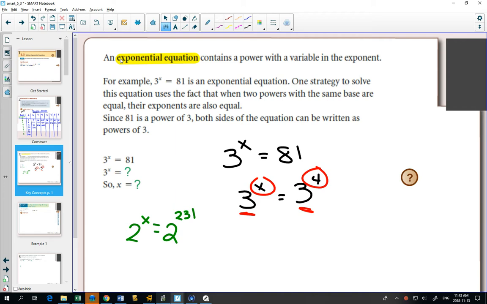What's x? What is 2 to the 231? A very big number, big enough that your calculator would probably go. Try it. Maybe it works. Maybe it's too big for your calculator. Then, yeah, it's just that easy. X would be 231. So this will be the first main strategy.